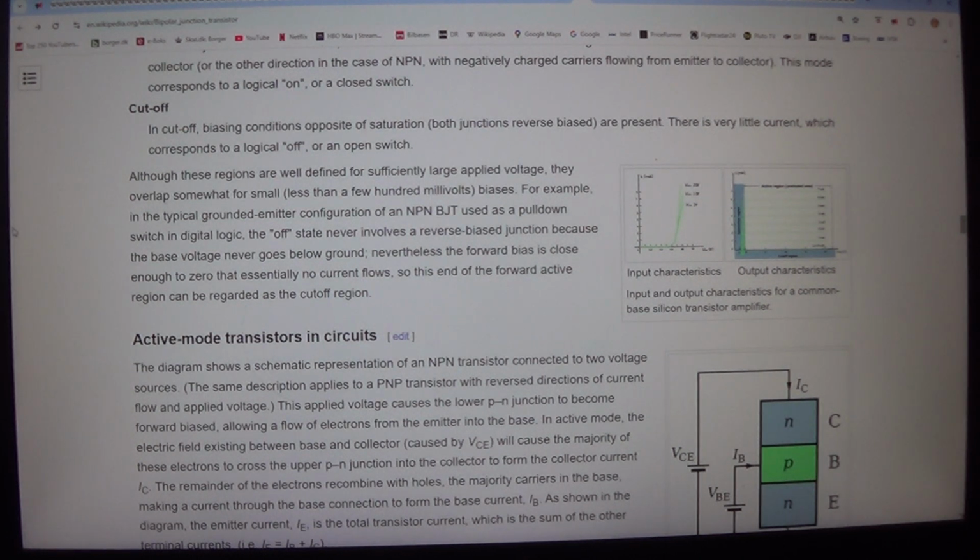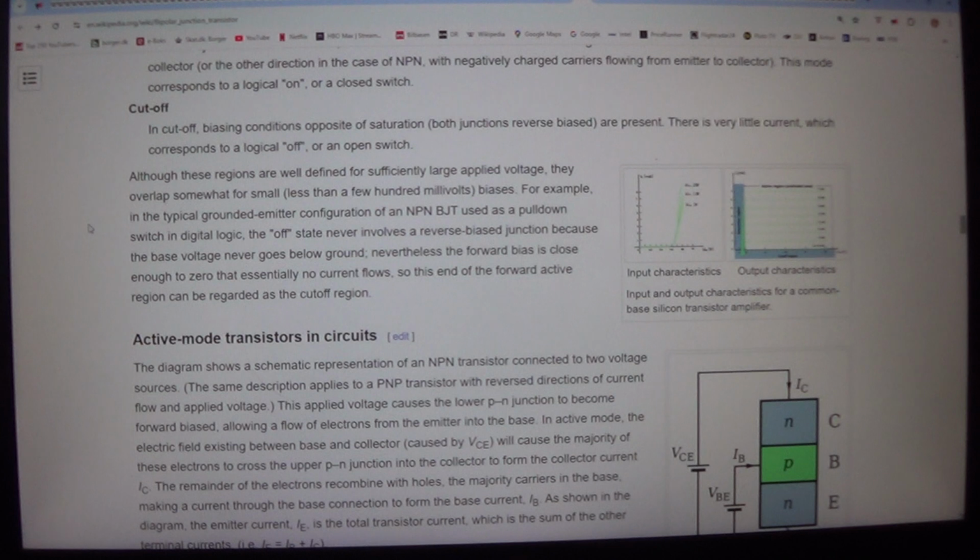Although these regions are well defined for sufficiently large applied voltage, they overlap somewhat for small biases, less than a few hundred millivolts. For example, in the typical grounded-emitter configuration of an NPN BJT used as a pull-down switch in digital logic, the off state never involves a reverse biased junction because the base voltage never goes below ground. Nevertheless, the forward bias is close enough to zero that essentially no current flows, so this end of the forward active region can be regarded as the cutoff region.